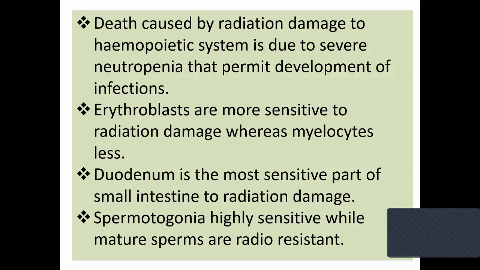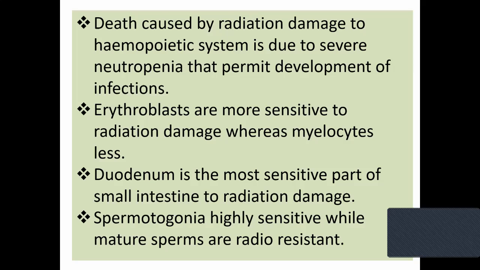Next, death caused by radiation damage to the hemopoietic system is due to severe neutropenia that permits development of infection. That means once radiation is exposed, there will be severe neutropenia, and due to deficiency of neutrophils, the body system is not able to fight against external invasive bacteria or pathogens, and there will be death of the organism or living being.